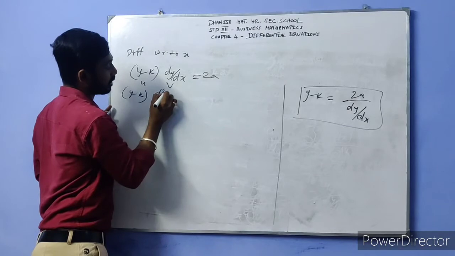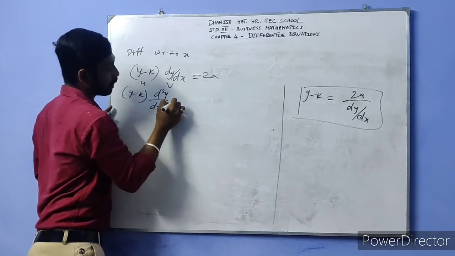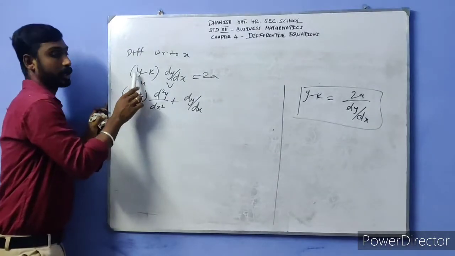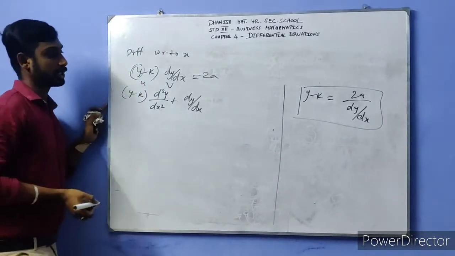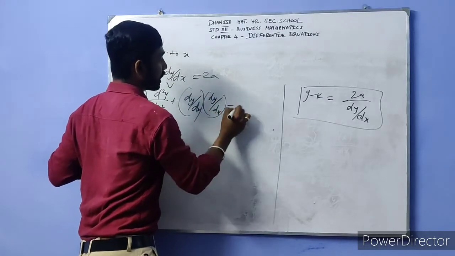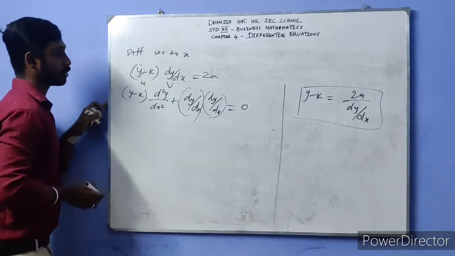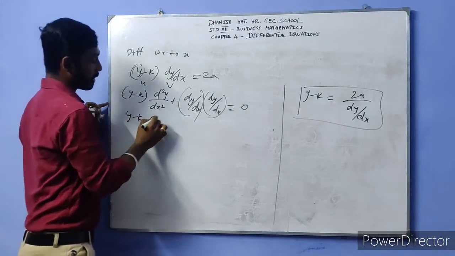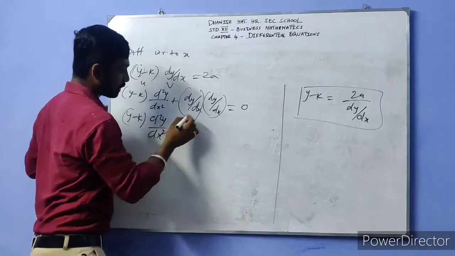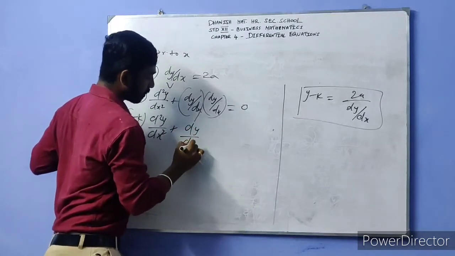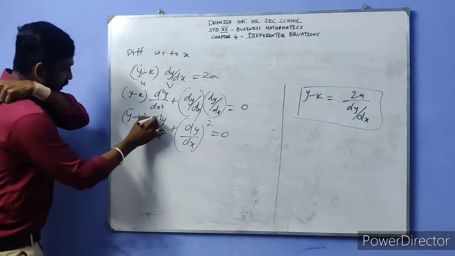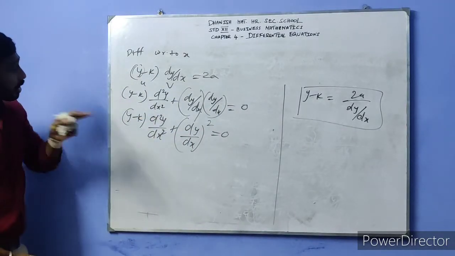So now we are going to differentiate: d squared y divided by dx square plus, dy by dx will remain constant here. So here only we are having y. We differentiate this one, we are getting dy divided by dx here. So equal to 2a, which is a constant, so totally 0 here. (y minus k) d square y divided by dx square plus (dy divided by dx) the whole square equal to 0 here.